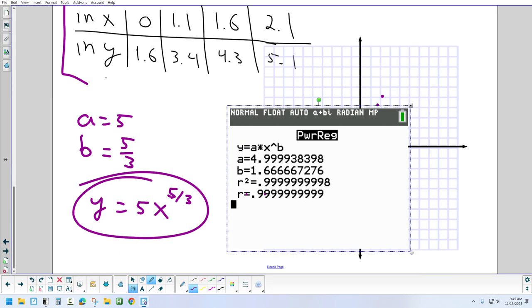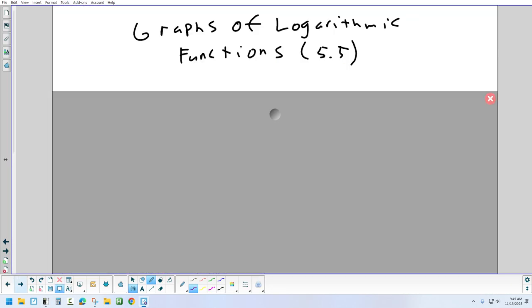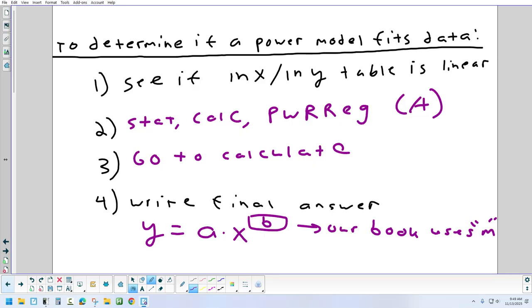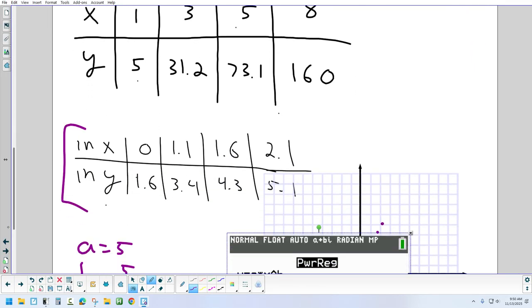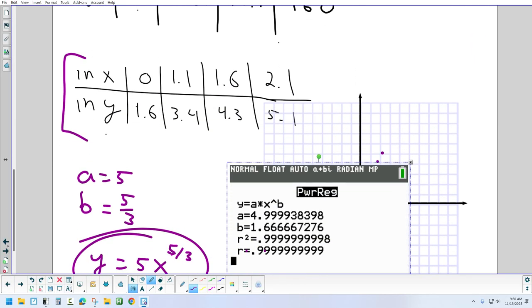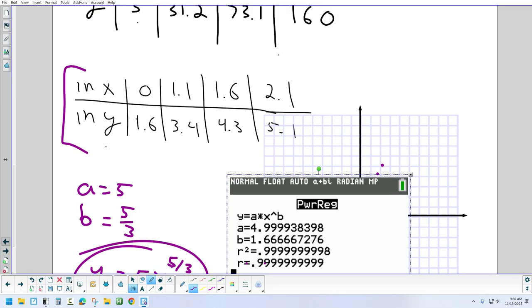All right. So any questions on finding a power model on the calculator? Yes? So, I was looking at the first points for the ln(x) and then the ln(y). Yep. How did you find the rest of the points on there, like the 1.1, 2.4? So I just typed in ln and then I put in L1. So I told the calculator to take the natural log of every number in list 1.